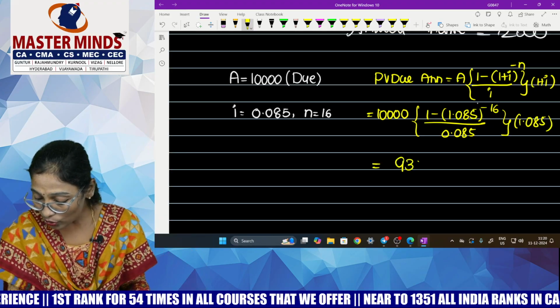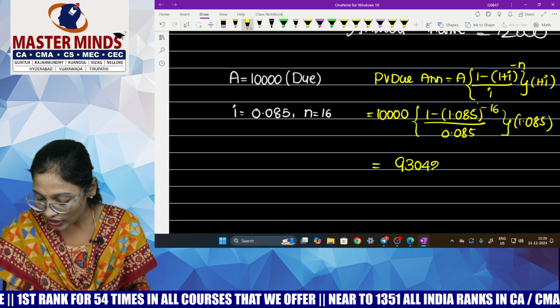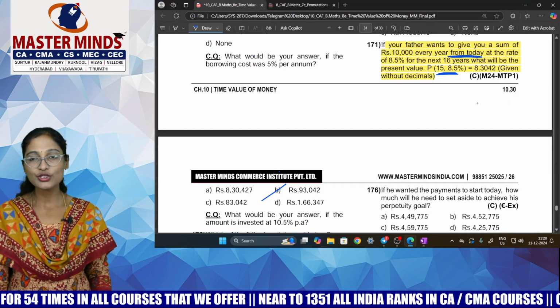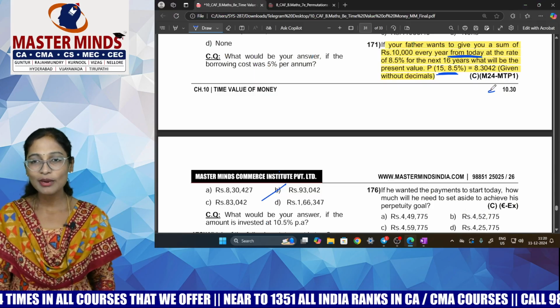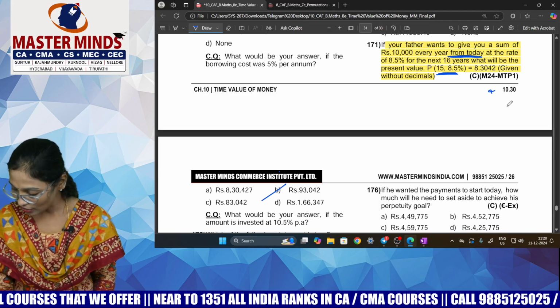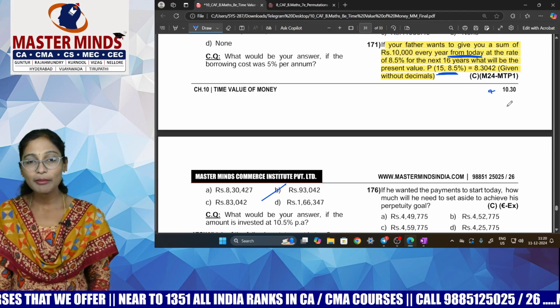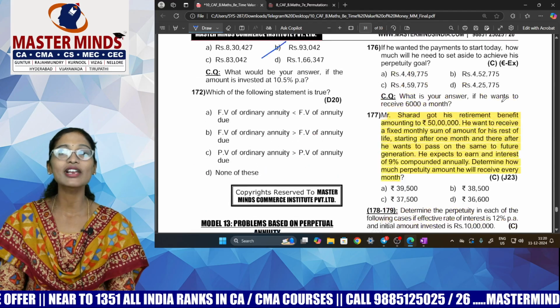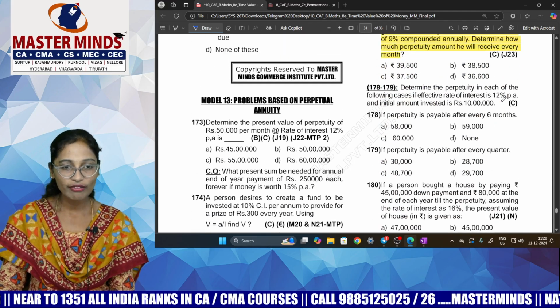If you are able to recollect that formula with 15 years factor, that's okay. But the problem is that most of the students will just multiply 8.3042 with 10,000 and they'll get 83,042. But the problem is, we need the 16 years factor, right? If you multiply the 15 years factor, you will get the wrong answer. So there you have to be careful.